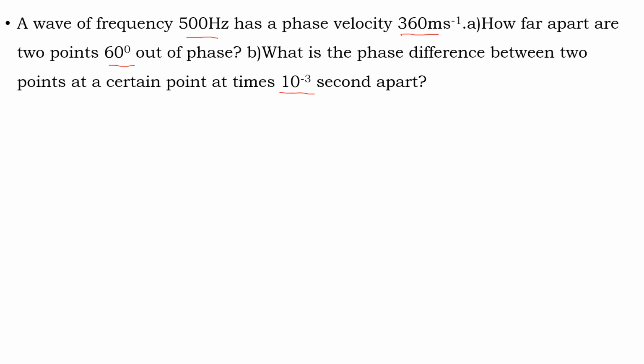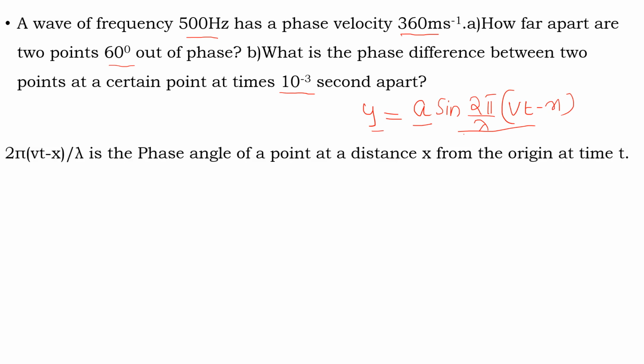We have studied the equation for a plane progressive wave, that is y is equal to a sine 2 pi by lambda into vt minus x. Here y is the particle displacement and a is the amplitude of the wave. And this is sine 2 pi by lambda into vt minus x.